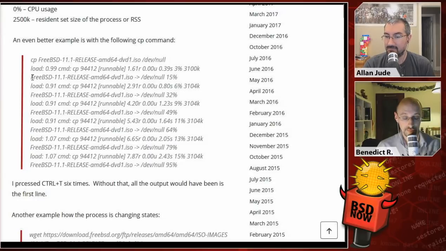And then cp prints out the progress, and you can see as it prints out the progress, in this case, it's 95% done. It'll be done in a couple seconds. Almost there, yeah.